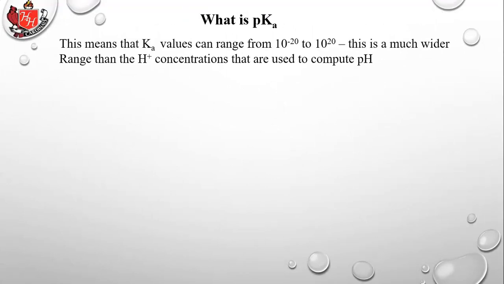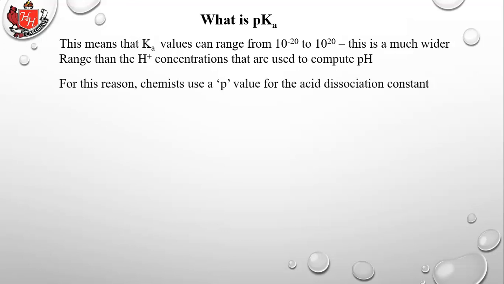Okay, this means that Ka values can range from, and I'm just picking numbers here, 10 to the negative 20th all the way up to 10 to the 20th. Something very, very tiny, close to 0. Something very, very large, approaching up to infinity. So this is a much wider range than the hydronium concentrations that are used to compute pH.